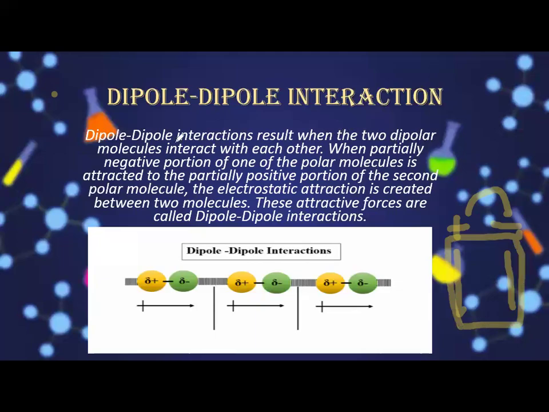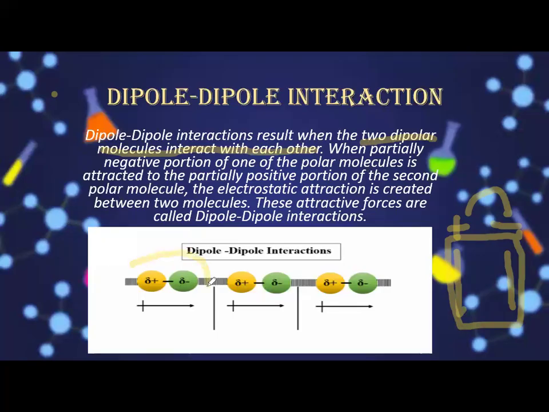So remember students, always the dipole-dipole interaction results when two dipolar molecules interact with each other. When the partially negative portion of one polar molecule is attracted to the partially positive portion of a second polar molecule, an electrostatic attraction is created between the two molecules, and these forces are called dipole-dipole interaction.